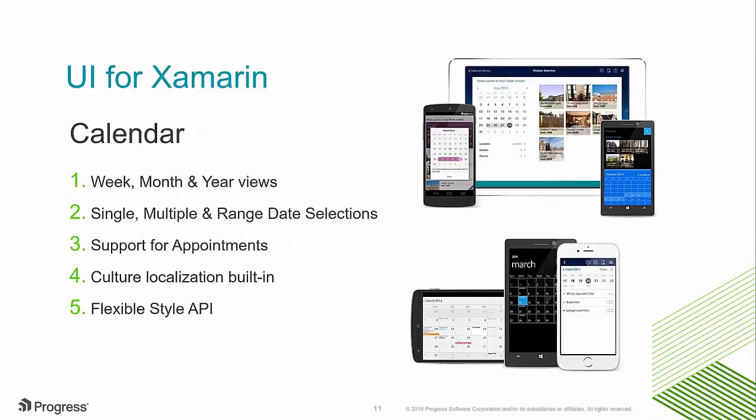And then, of course, this is another control we have, calendar, where we show week, month, year views, single, multiple, and range of date selections. We allow you to make use of the appointment feature, where we support appointments. Localization is built in, it's basically culture aware, and of course, it's a flexible style API. If you want to go ahead and create your own styling on the calendar, you can do it.